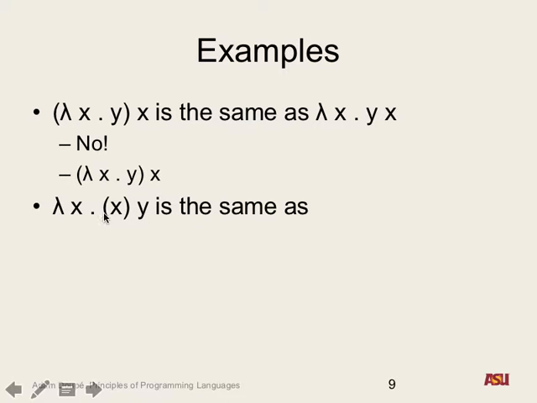Okay. Lambda x dot parentheses x y? Yeah, that's the same. So is this the same as the second one? This one? No, because y is not equal to x. Oh, it has them flipped. Yes. Details. But we can see that the body in here is both x and y of this lambda x. So the dot extends all the way to there.